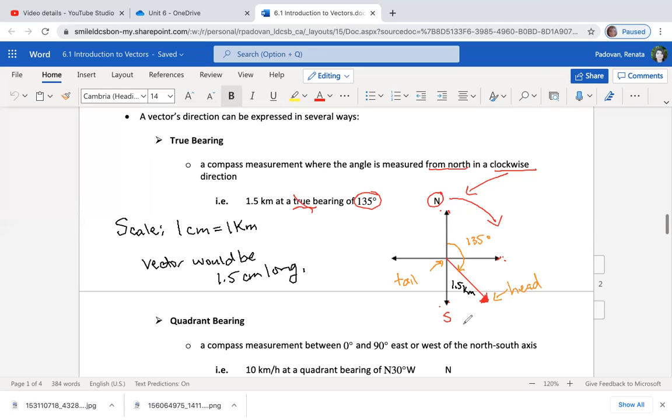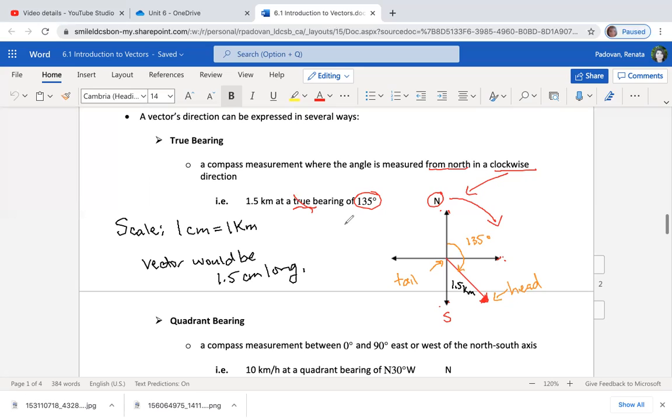Just seeing if there's anything else I'm missing. Oh, I am missing one thing. I did mention that it doesn't have to say the word true. So it could just say 1.5 kilometers at a bearing of 135 degrees, which again would mean a true bearing. And you'll see why when we look at the quadrant bearing, the difference. It's an obvious difference between them.